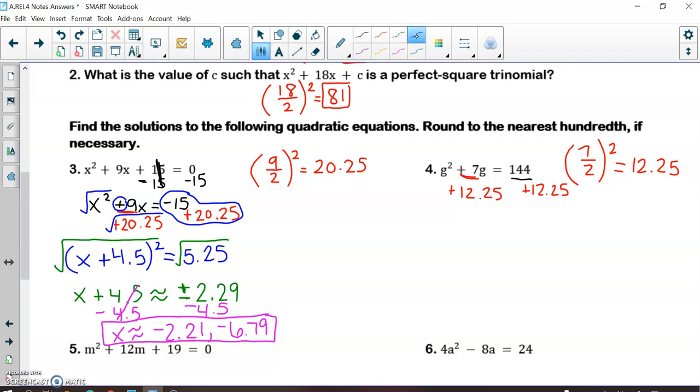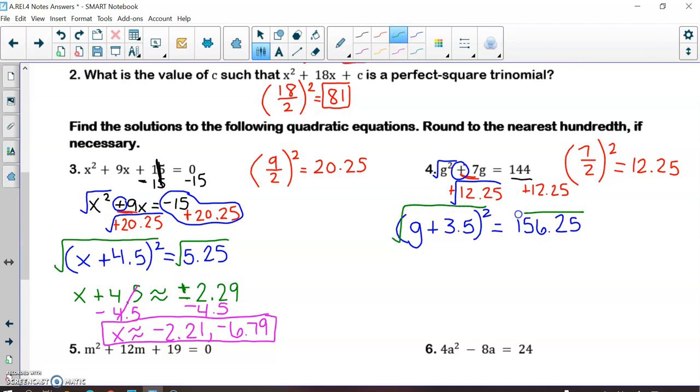Okay, on the left side I factor, so I'm going to take the square root of g squared, which is g, the square root of 12.25, which is 3.5, and the operation that's in between my first and second term, which is a plus sign, and I square this binomial. On the right side of my equation, I combine the 144 with the 12.25, and that's 156.25. Now from here, I'm going to take the square root of both sides. The square root of g plus 3.5 squared is just g plus 3.5.